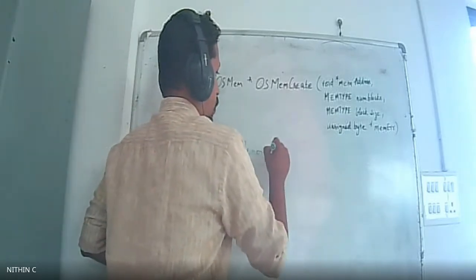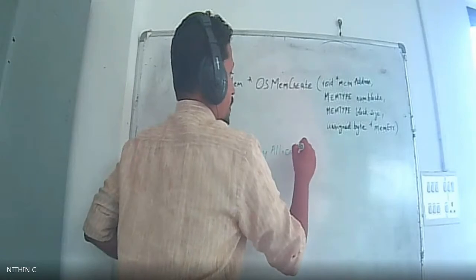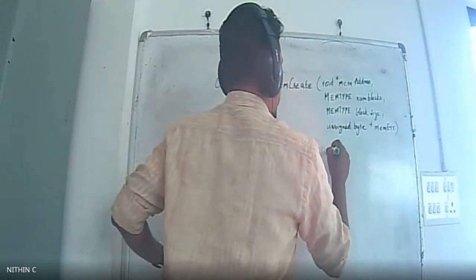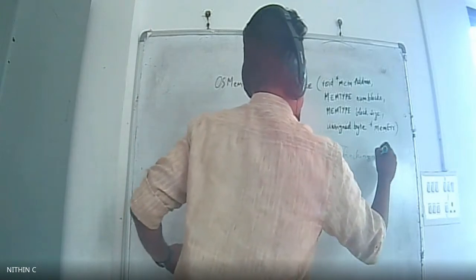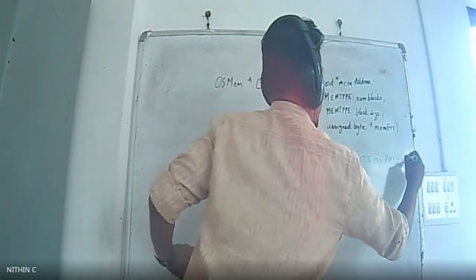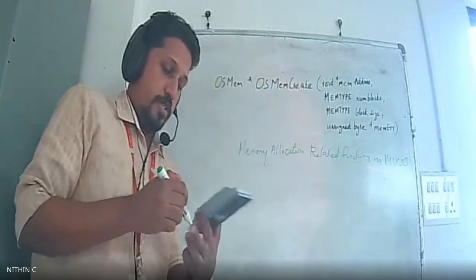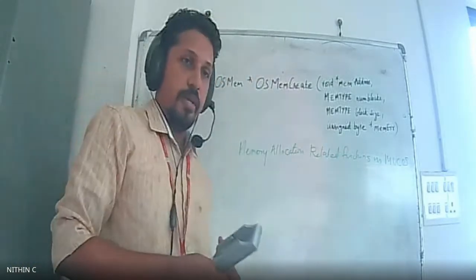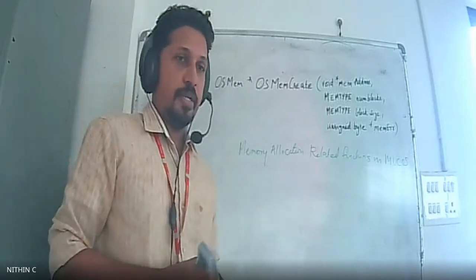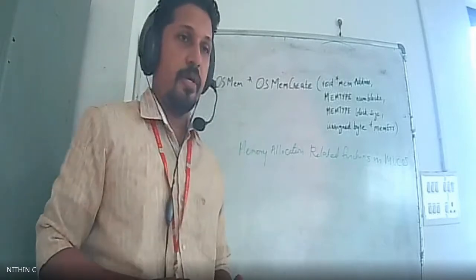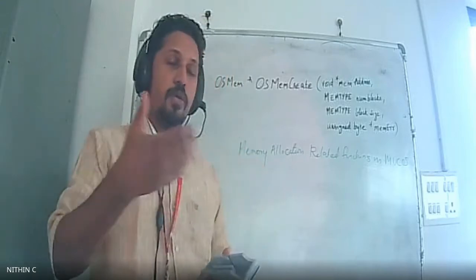Memory allocation related functions in MicroC/OS, microcontroller operating system version 2. Memory allocation related functions. And out of that, the first one is, first of all, we need to create a particular memory, right? Then only we can access the memory or we can make use of that memory.